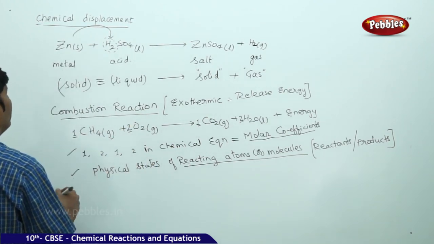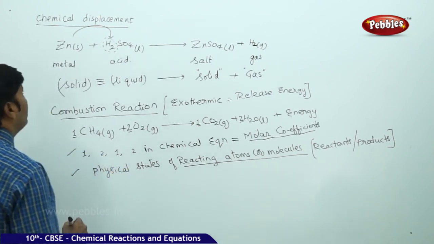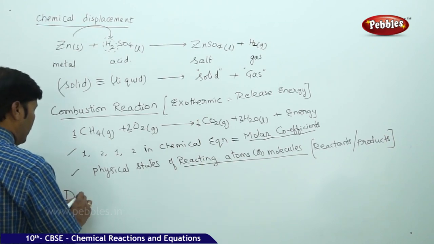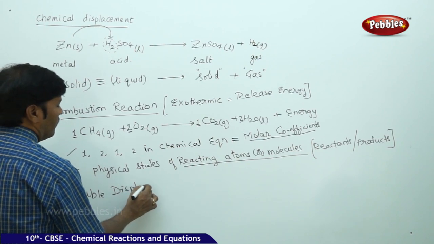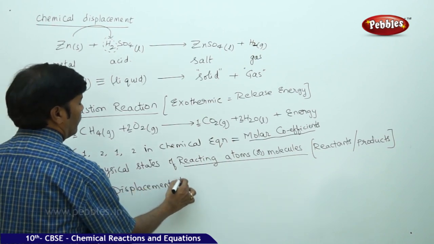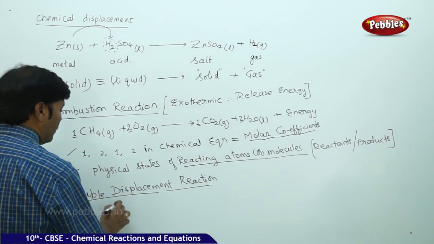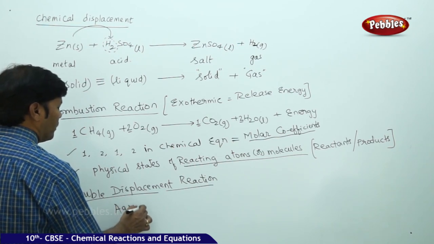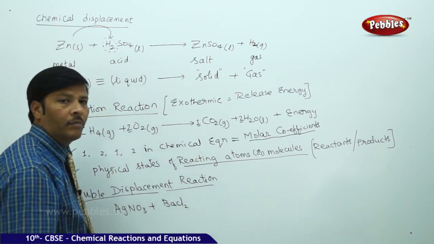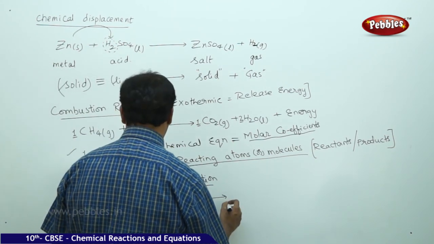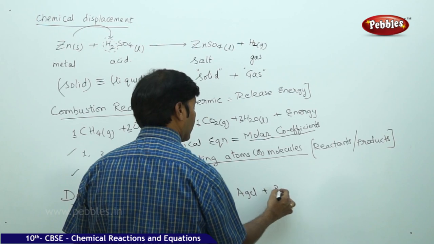One more last example I'm going to give: you can take a double displacement reaction also. If you take a double displacement reaction, silver nitrate when it reacts with barium chloride, you find that you get silver chloride plus barium nitrate.